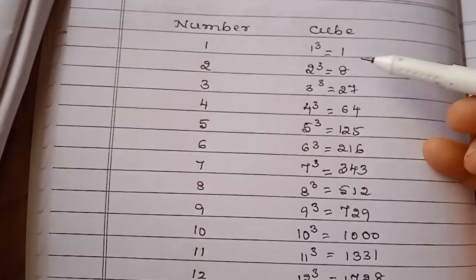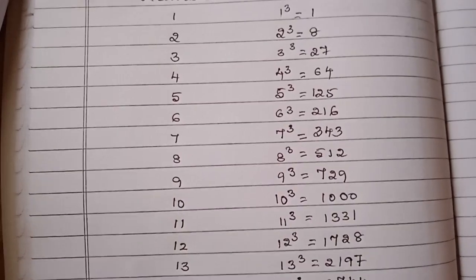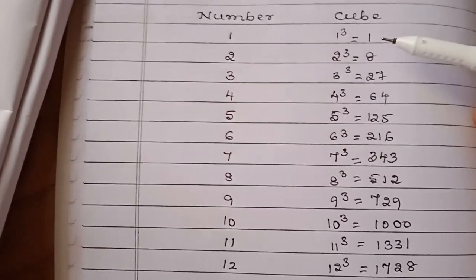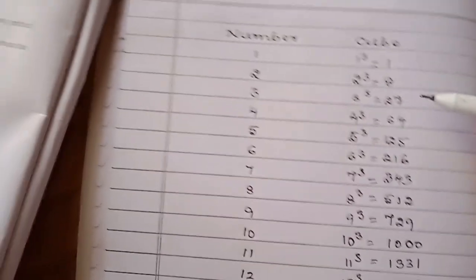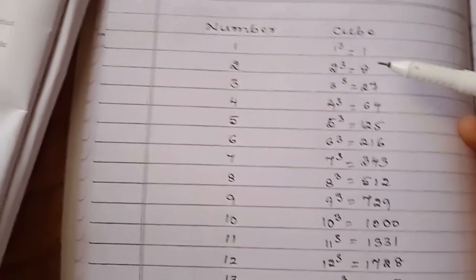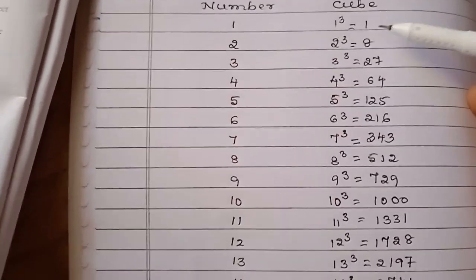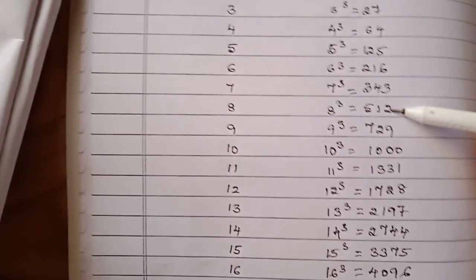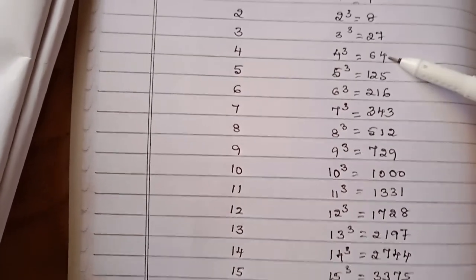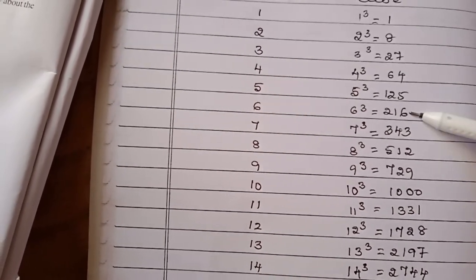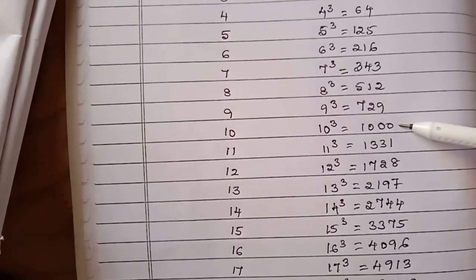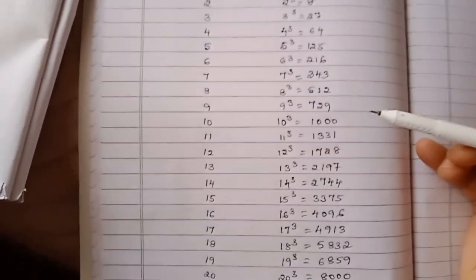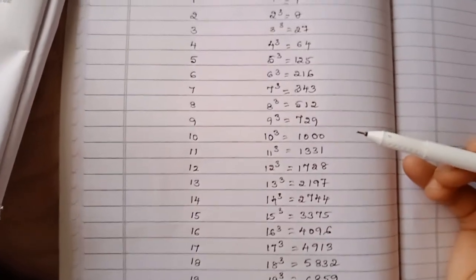By seeing the unit digit, here we cannot predict, because in the unit place we can see all 10 digits, that is 0 to 9. See here 1, and here you can see 2, 3, 4, 5, 6, 7, 8, 9 and 0. So this is about the cube and the cube numbers.